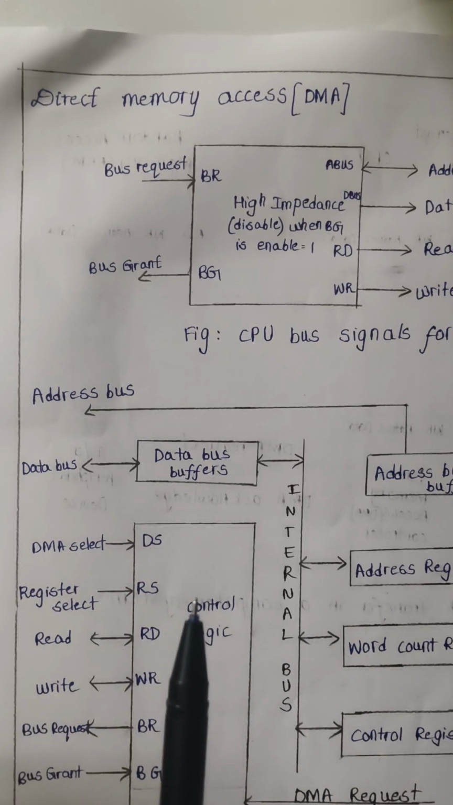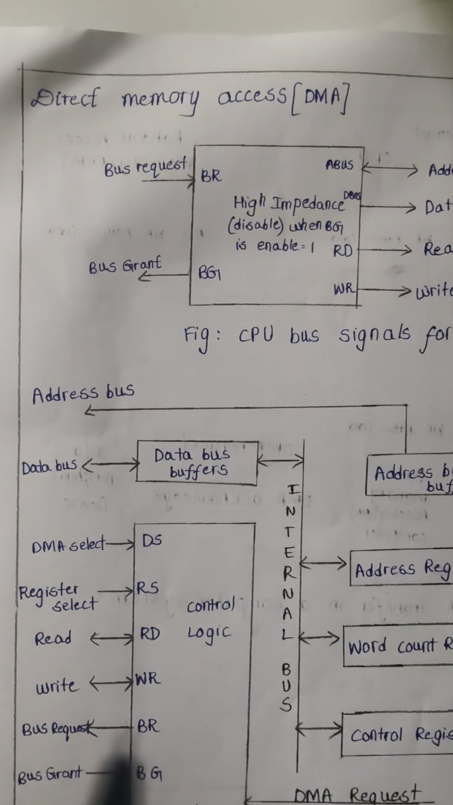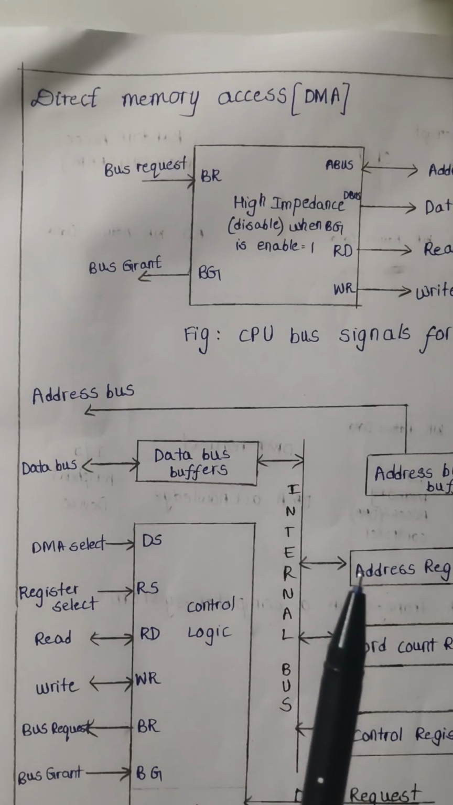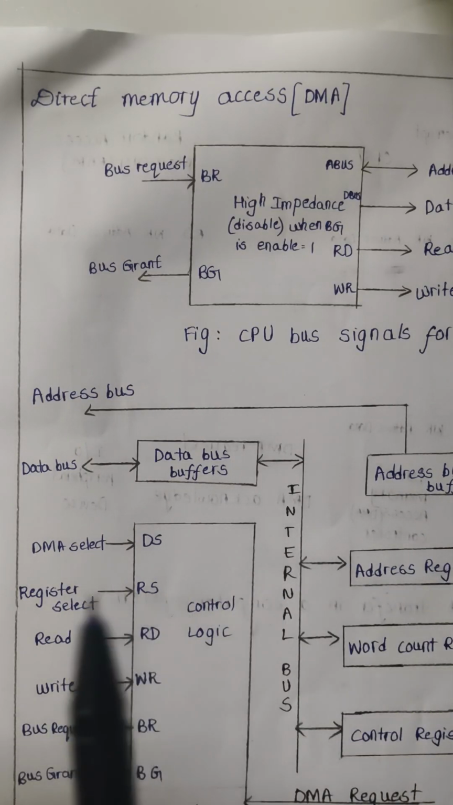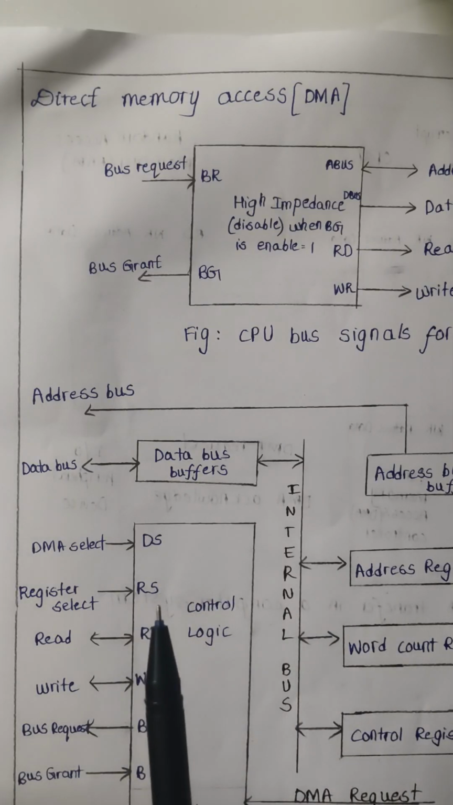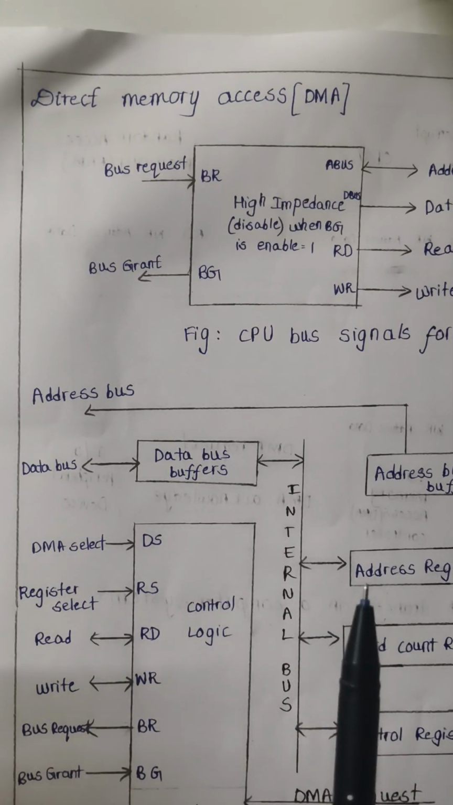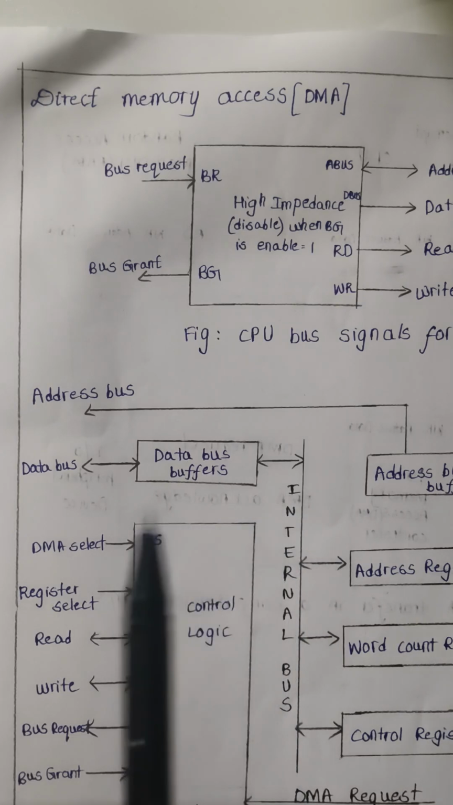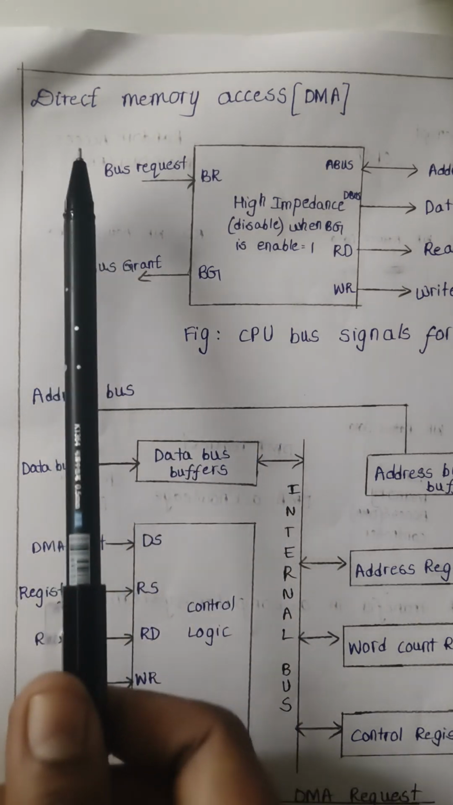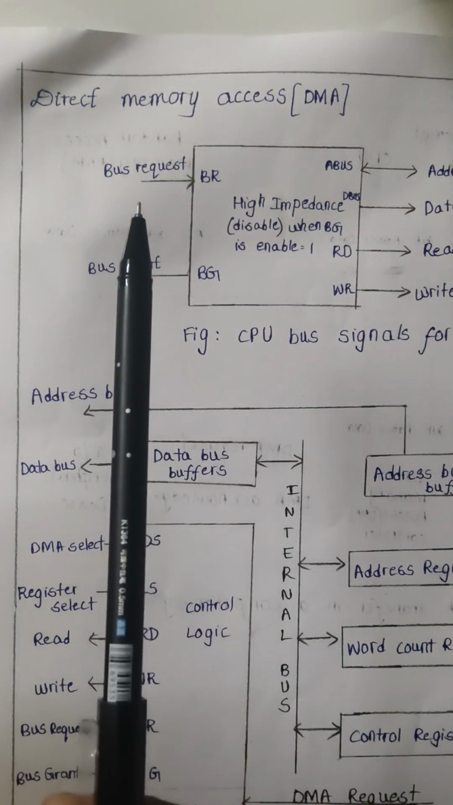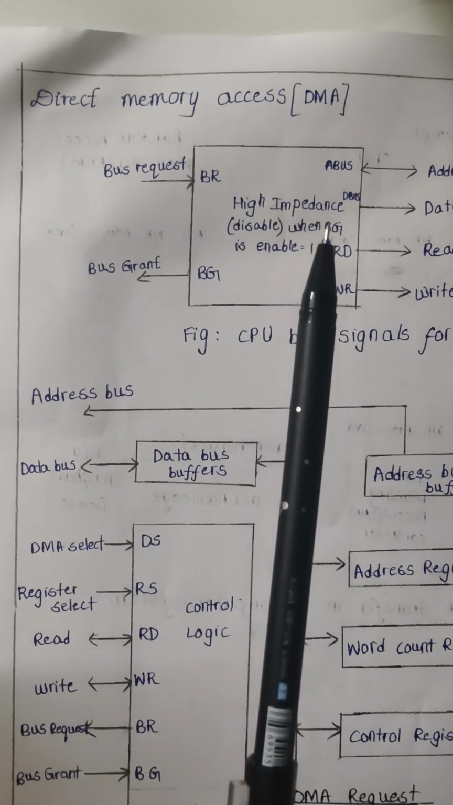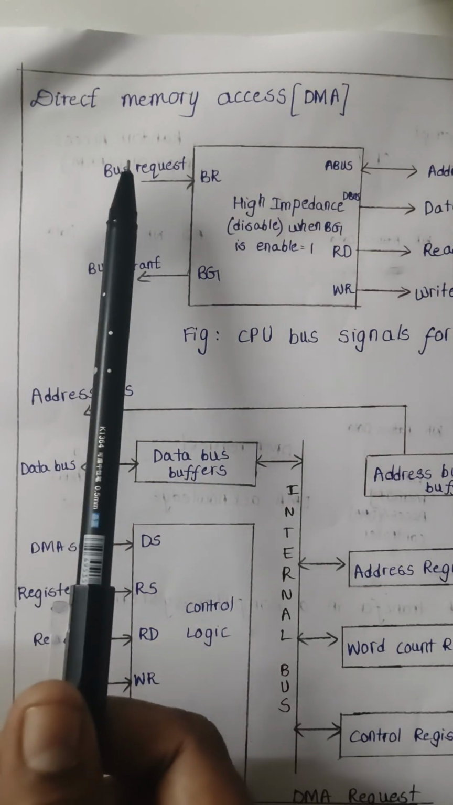Then what are the drawbacks of the first two methods? In programmed IO or interrupt initiated IO, the CPU waiting time increases. As the waiting time increases, the performance of the CPU decreases, and the speed of the transfer also decreases. In order to increase the speed of data transfer, we keep the CPU in an idle position and the input output device directly contacts the memory. Without the intervention of the CPU, the input output device communicates directly with the memory. That's why it is known as direct memory access.